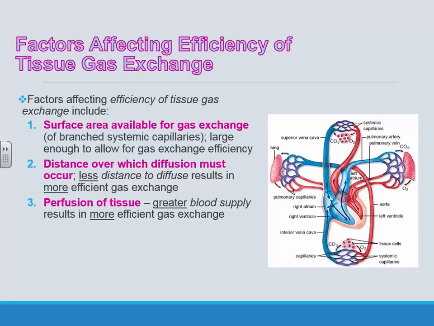So factors that can affect this efficiency out in the tissues: the surface area that's available. We know that the capillaries branch so much that they allow for gas exchange to be efficient. The distance for which diffusion must occur: the less distance for diffusion, the more efficient the gas exchange is. So most capillaries are very close to the tissues that they provide the nutrients and the gases to. The perfusion to the tissues: the greater amount of blood supply, the more efficient the gas exchange is. We've already said that the partial pressures favor the areas that are perfused. That's why, again, they're coupled.